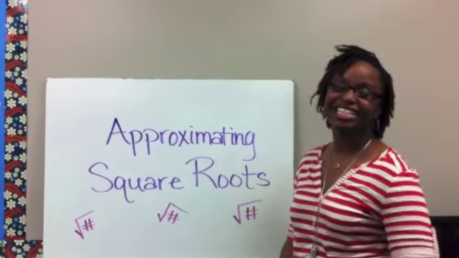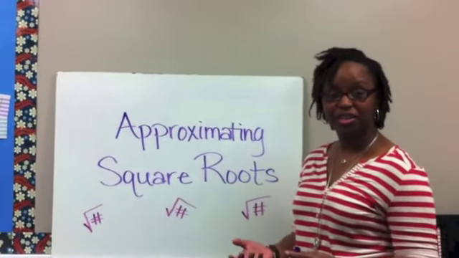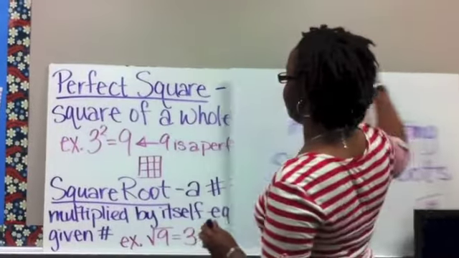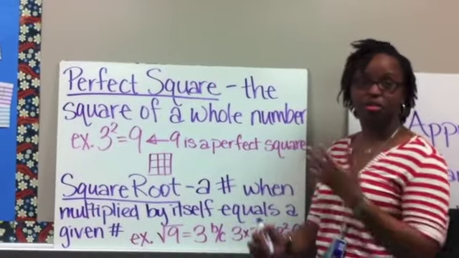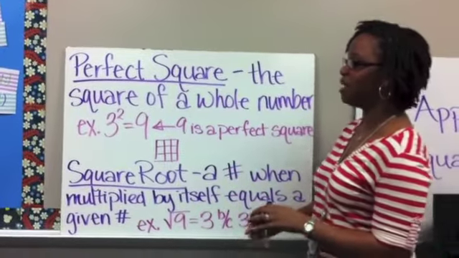Alright guys, today's lesson is about approximating square roots. We've talked about perfect squares and square roots, so let's review that first. So a perfect square is the square of a whole number. So remember, your whole numbers are like 1, 2, 3, 5, 10, 11, whatever it might be.